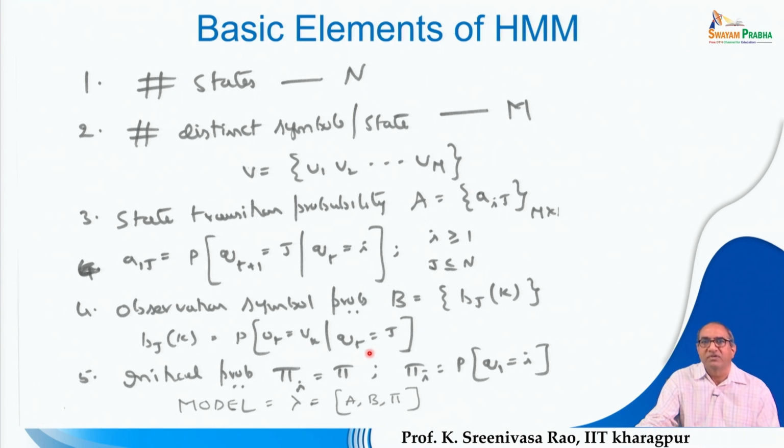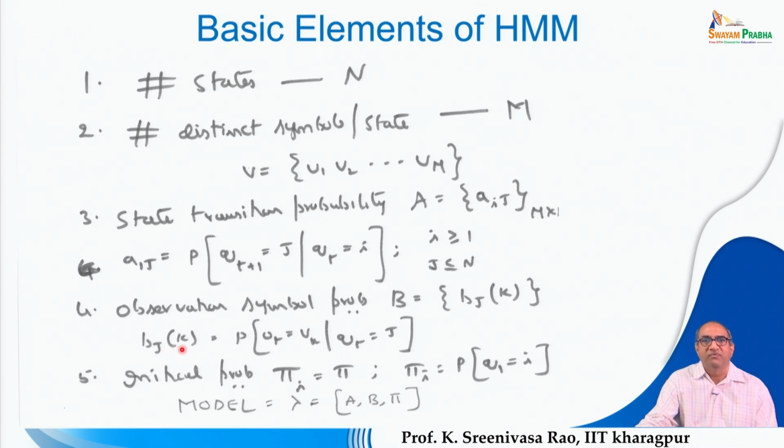And here Q_t is the state. In the case of the previous example, colored balls and all, this Q_t indicates the box number, whereas in the context of speech it is a specific vocal tract shape.